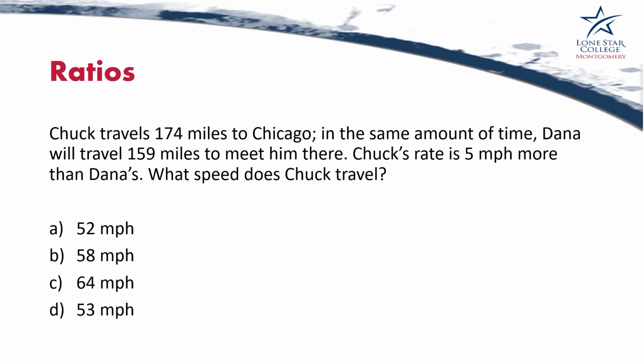Okay, so now we're going back a little bit with ratios. So Chuck travels 174 miles to Chicago. In the same amount of time, Dana will travel 159 miles to meet him there. Chuck's rate is 5 miles per hour more than Dana's. What speed does Chuck travel?